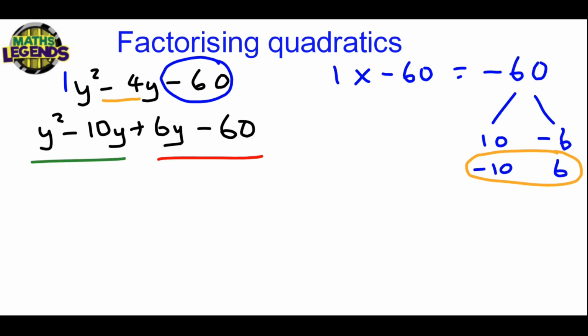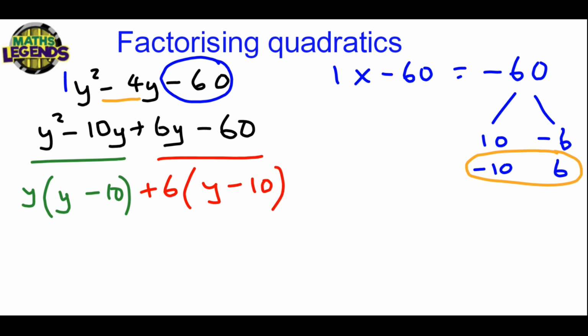So y squared minus 10y, y is common in both, so we take y as a factor. Y squared divided by y is y, and minus 10y divided by y is minus 10. Then we do the bit in red. So 6 is common in both 6y and minus 60, so we can take that out as a factor. So we're left with y minus 10. Now here, the two brackets are the same, so we can take that out as a factor. So y minus 10, and we're left with y plus 6.